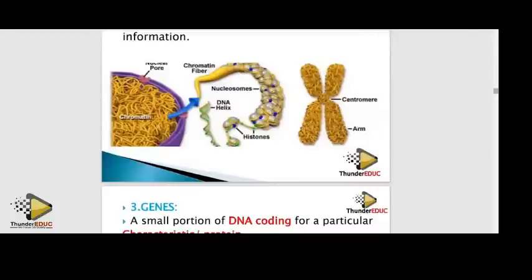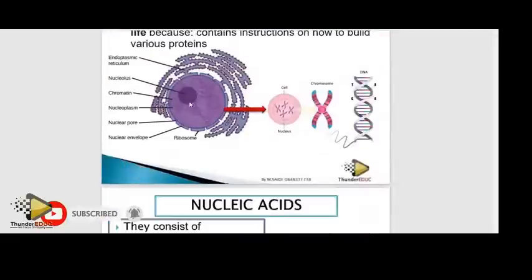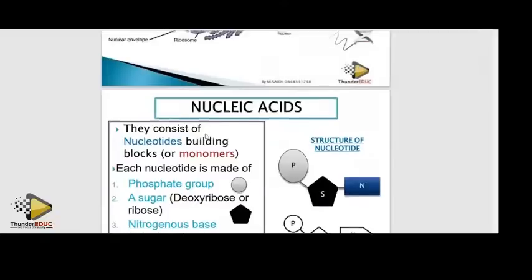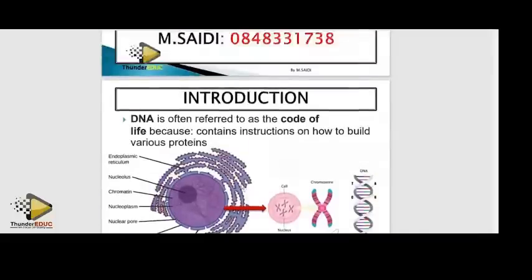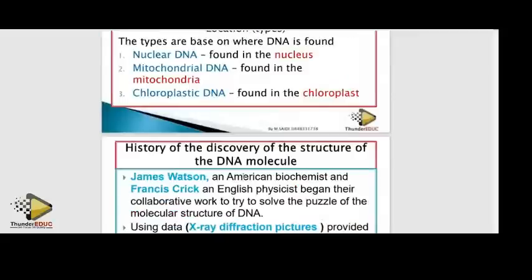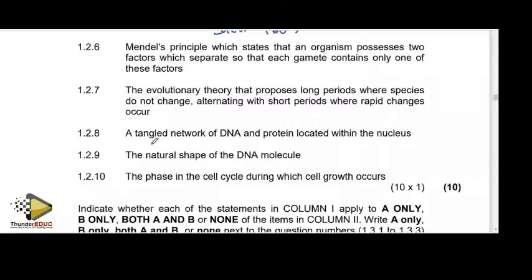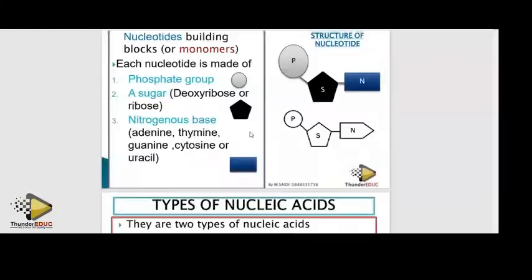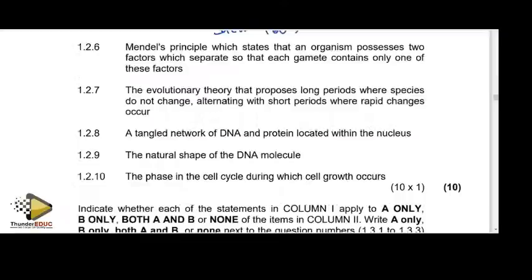It's a network. And also, if you go back to DNA replication, you'll find it again. It's the chromatin network, and how it consists. You see, these are what you call the chromatin network. So basically, the question can still be answered by that. You're saying a tangled network of DNA and protein located in the nucleus. If you look at it, it is DNA and its network, and it is located in the nucleus.